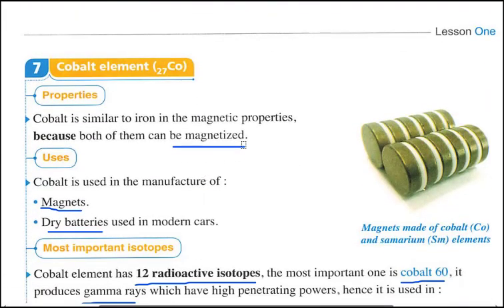Cobalt, the first thing, it is the only metal with iron that can itself be magnetized. So when it is said to you that it is magnetized, then it is cobalt. So when it is said to you in the exam, this metal is magnetized like iron, so it is cobalt. So it is used in making magnets and in dry batteries in modern cars. Lithium ion battery, its main composition is lithium ion and cobalt peroxide.